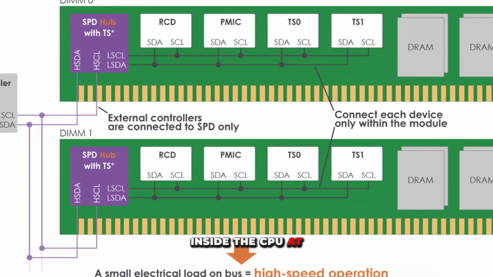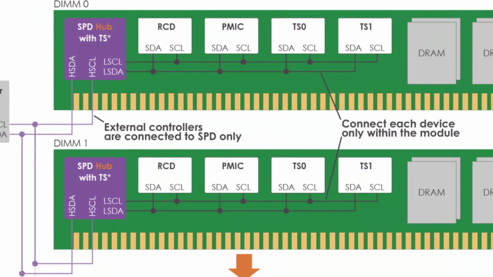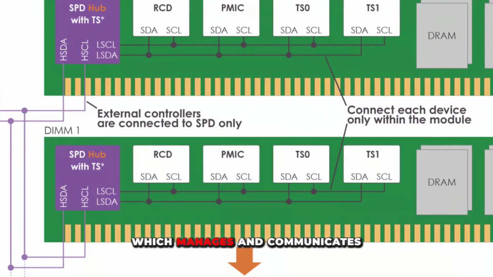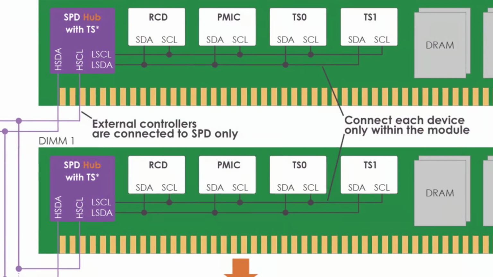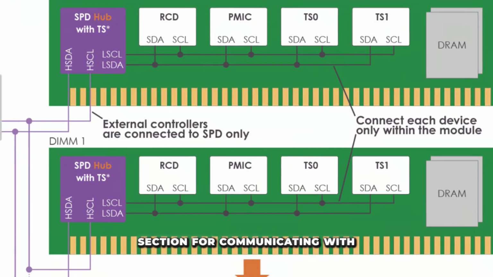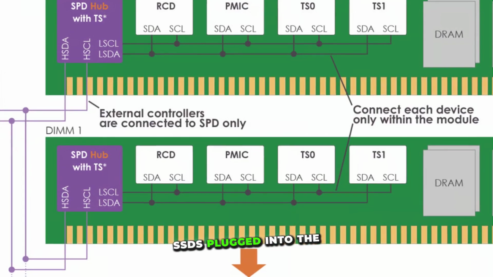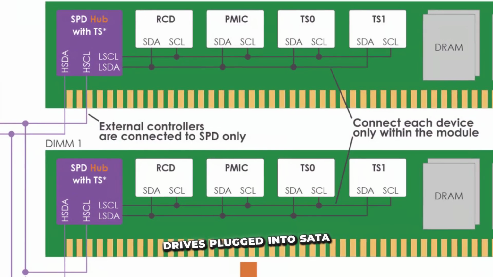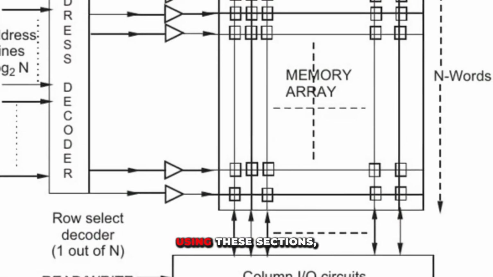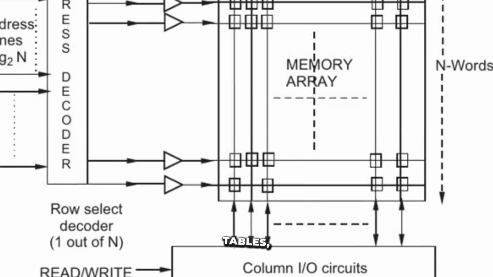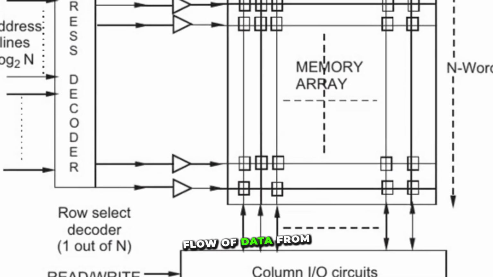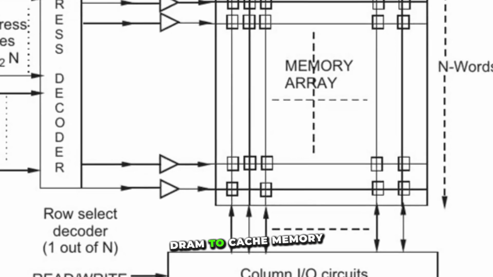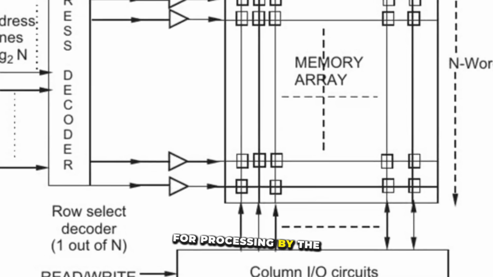Let's move to look inside the CPU at the processor. Along with numerous cores and many other elements, we find the memory controller which manages and communicates with the DRAM. There's also a separate section for communicating with SSDs plugged into the M.2 slots, and with SSDs and hard drives plugged into SATA connectors. Using these sections, along with data mapping tables, the CPU manages the flow of data from the SSD to DRAM, as well as from DRAM to cache memory for processing by the cores.